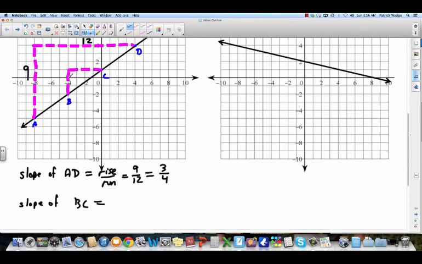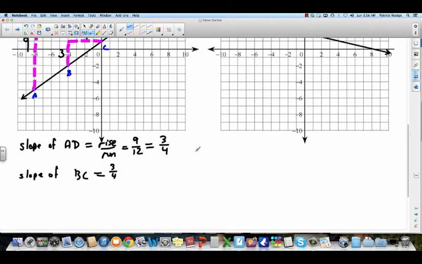And how far did we go? We went up 1, 2, 3. And we went over 1, 2, 3, 4. Okay. Remember, it's rise over run. So it's 3 over 4. What did we get the first time? 3 over 4. You get the same answer. Wow, that's awesome. Let's try one more. And I think you probably know what the answer is going to be. Let's find the slope of BD.